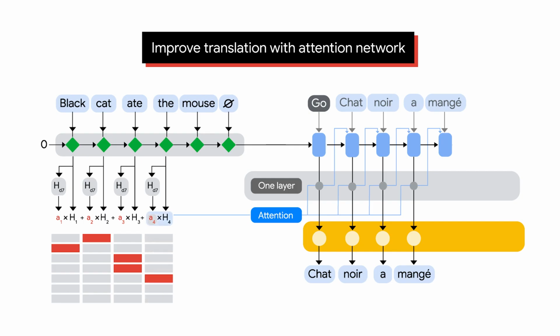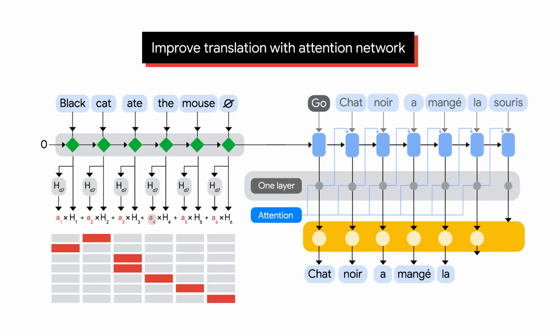We then concatenate H4 and A4 into one vector. This concatenated vector is passed through a feed-forward neural network, one trained jointly with the model. The output of the feed-forward neural network indicates the output word of this time step. This process continues till the end of sentence token is generated by the decoder. This is how you can use attention to improve the performance of the encoder-decoder architecture.